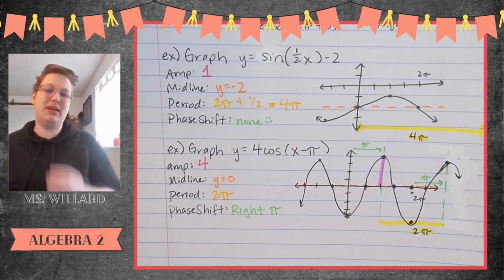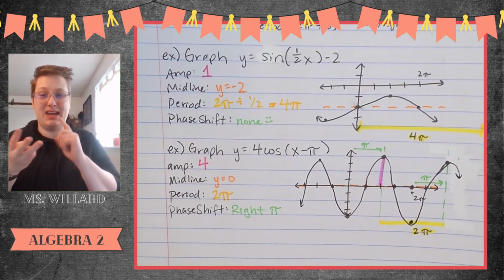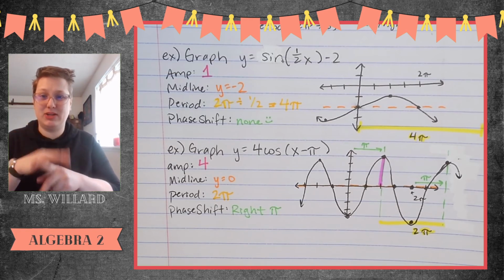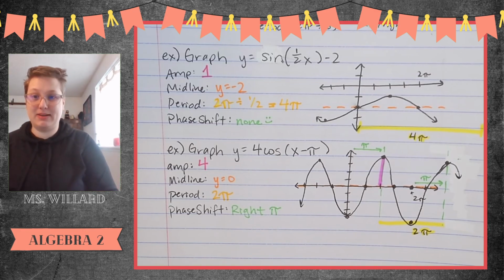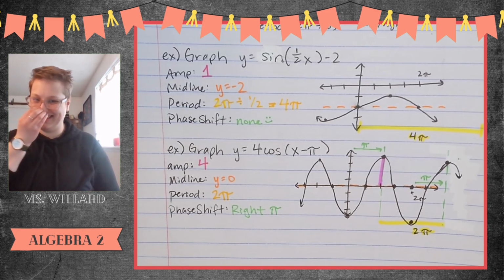Can I get way more complicated and do an amplitude shift, a midline, a phase shift, and a period change all in one graph? I absolutely could. But you know what? It's Panama, so we're not doing that. That's what they used to say, right?